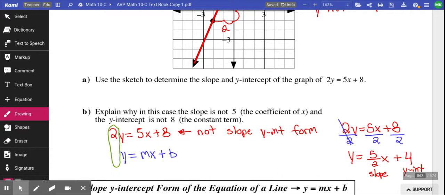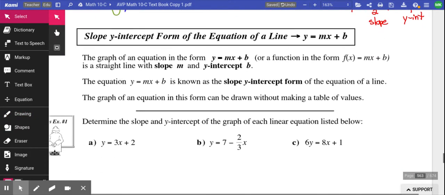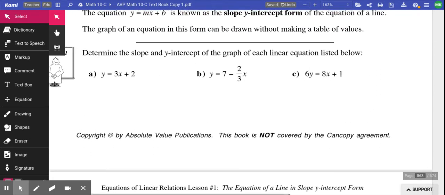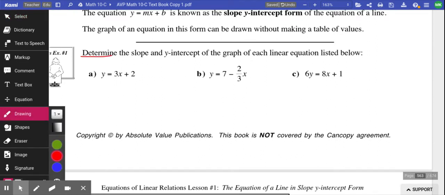Slope-intercept form has to have no number in front of the y variable. There could be no number here, right? Just the letter y. Okay. Slope-intercept form, we already talked about that. That just kind of sums up what we did. So if we look at these questions right here, it says determine, so that means find the slope and the y-intercept of the linear equations below.